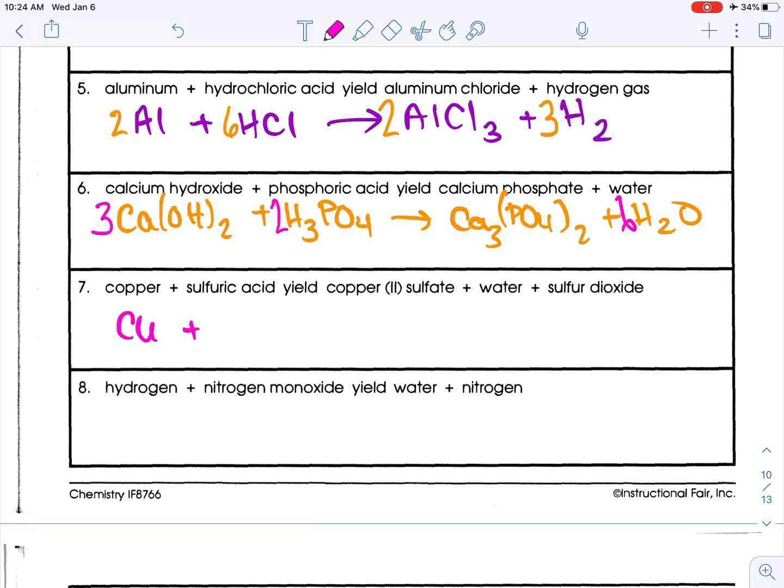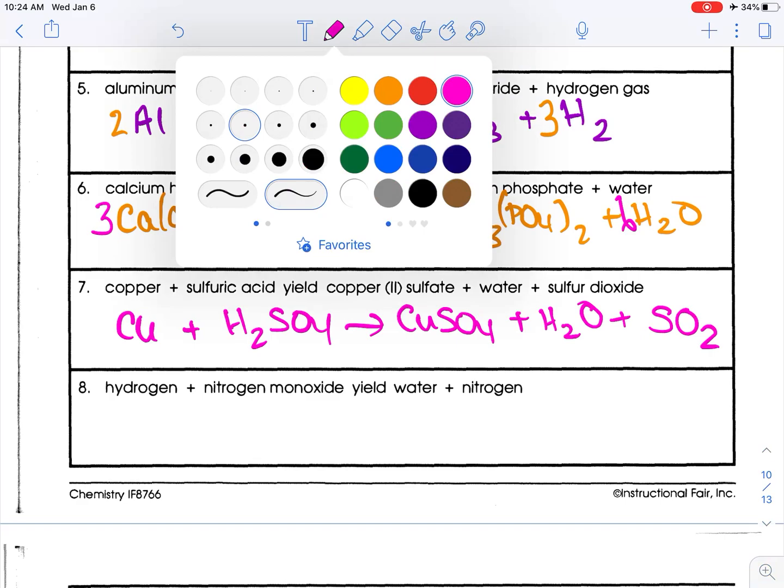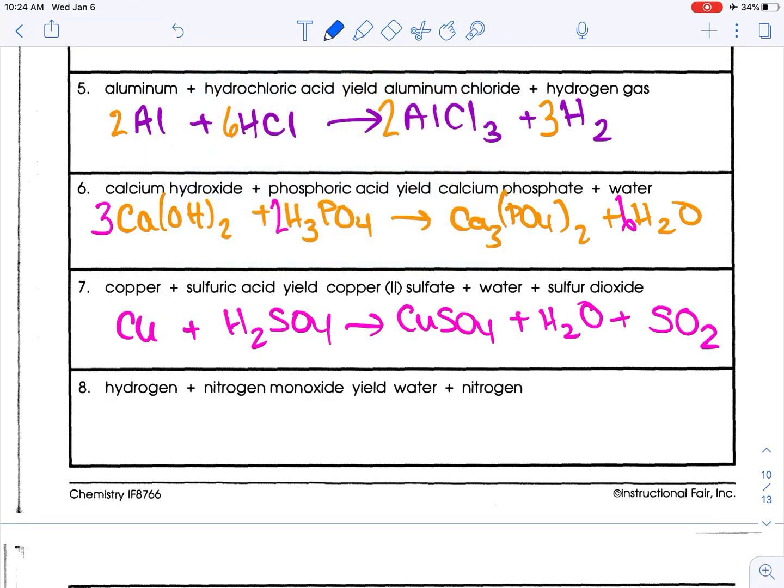Copper, sulfuric acid, that's on reference table K. Yield copper Roman numeral 2 sulfate, so copper plus 2. Oh, so I don't need any crisscross. Plus water, plus sulfur dioxide, that's Greek naming system. Okay, so where to begin? Coppers are good, sulfurs are good, hydrogens are good, but oxygens are not. There's tons of oxygens all over the place.